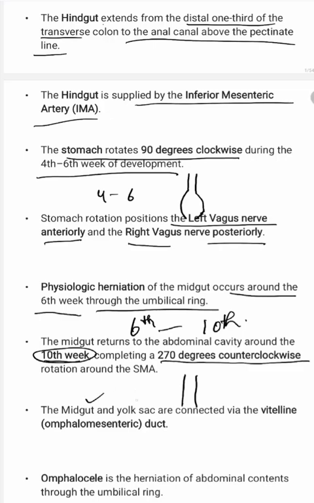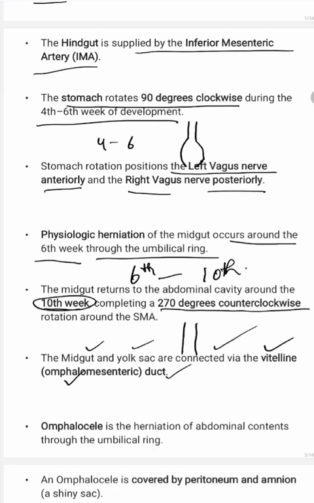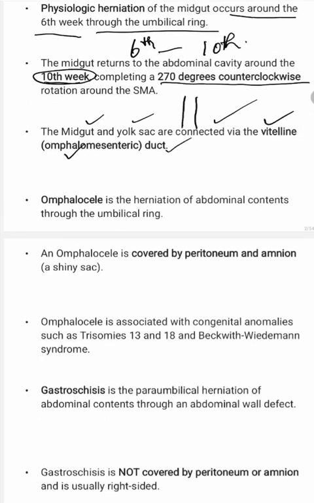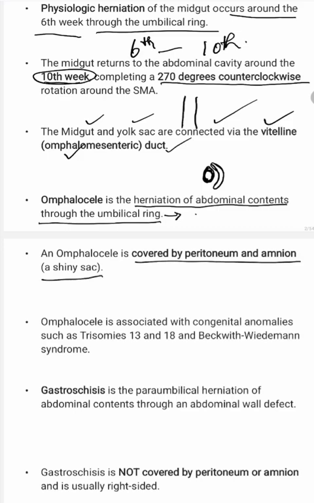Now the midgut and yolk sac are connected via the vitelline duct, which is the omphalomesenteric duct. Now what is omphalocele? Omphalocele is the herniation of abdominal contents through the umbilical ring. Okay, there is a membrane covering these abdominal contents. Peritoneal membrane is covering these contents, but it is associated with Down syndrome and other congenital anomalies. Omphalocele is covered by peritoneum and amnion, a shiny sac.